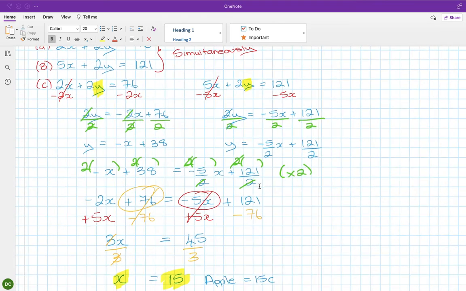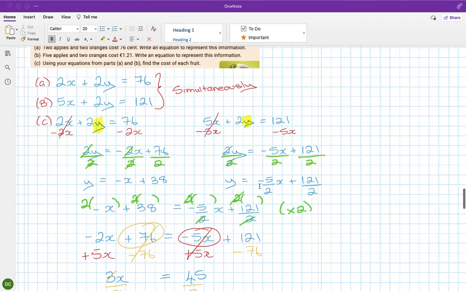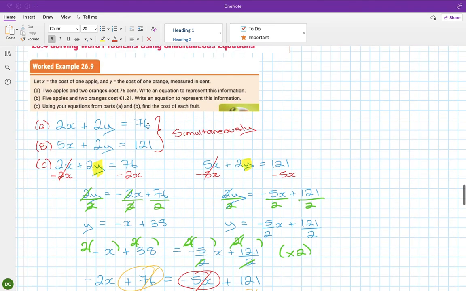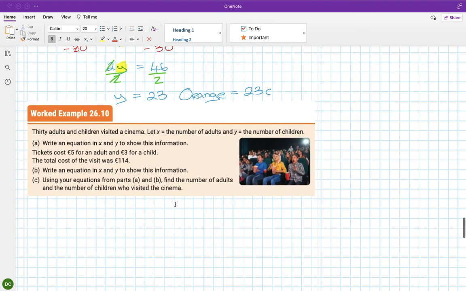Okay. So it looks really long. It's just the same. It's just a simultaneous equation. So you use the words to turn it into equations, and then you go through your process of solving simultaneous equations.